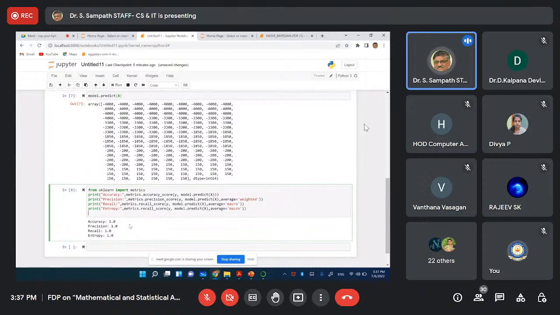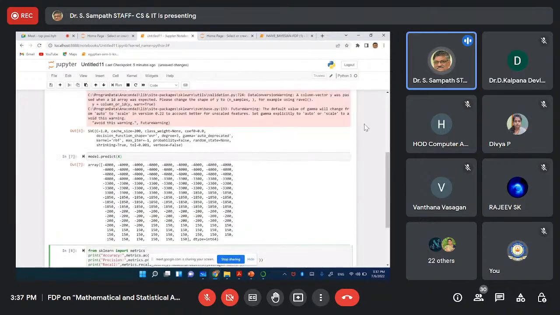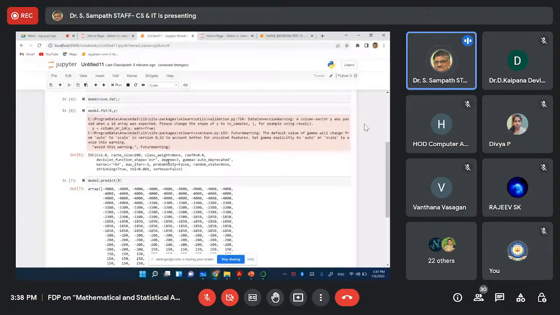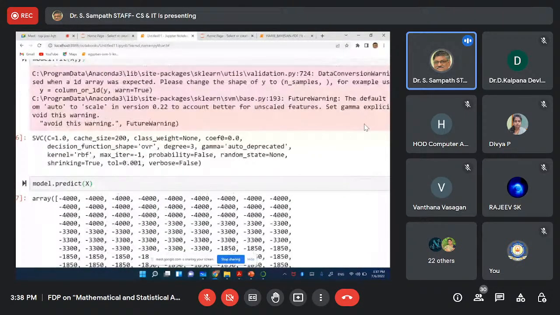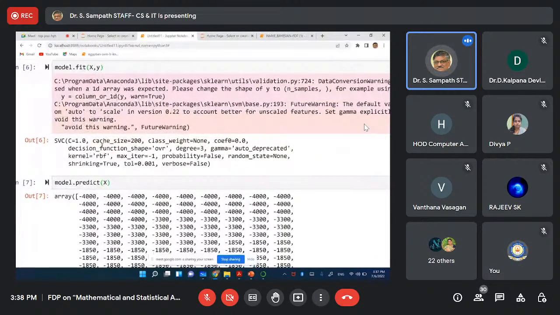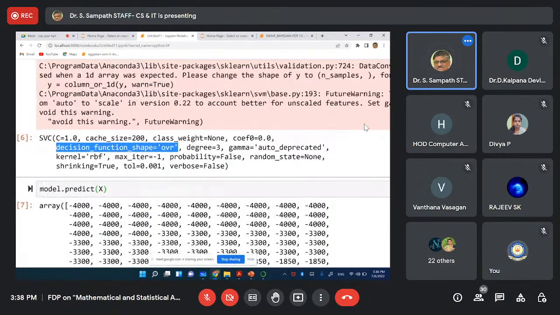Now you can ask me, you said so many things about the kernel, you said so many things about one versus many, etc. Where have all those things gone? Understood? Here I want you to have a look at this. We have so many things, but I want you to go through this particular part. The decision function shape is OVR. Can you read that part? Can one of you read? Say yes or no.